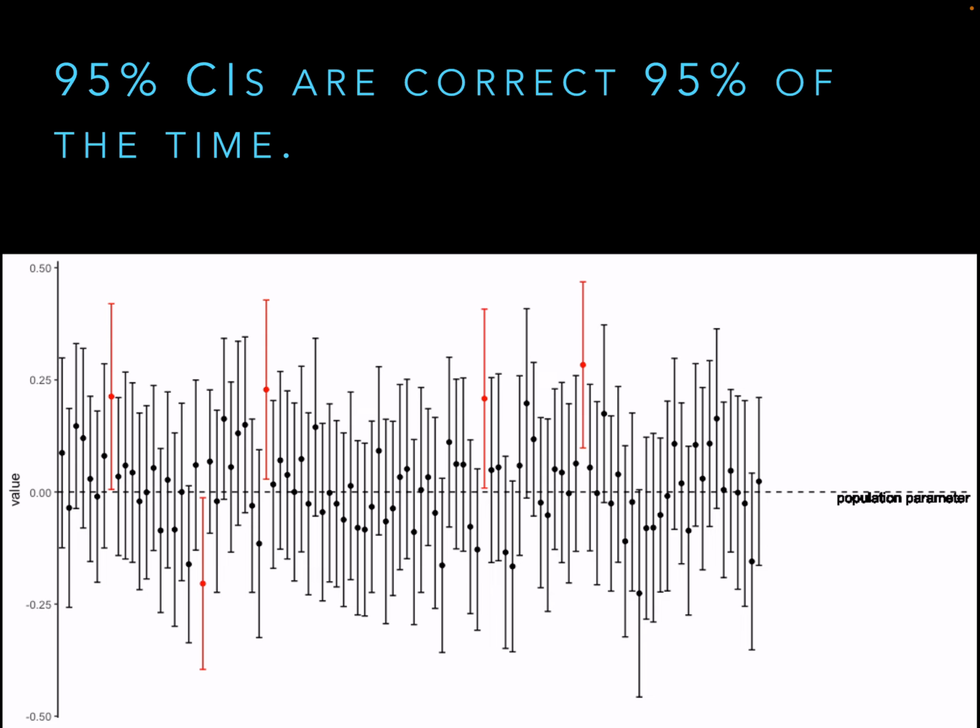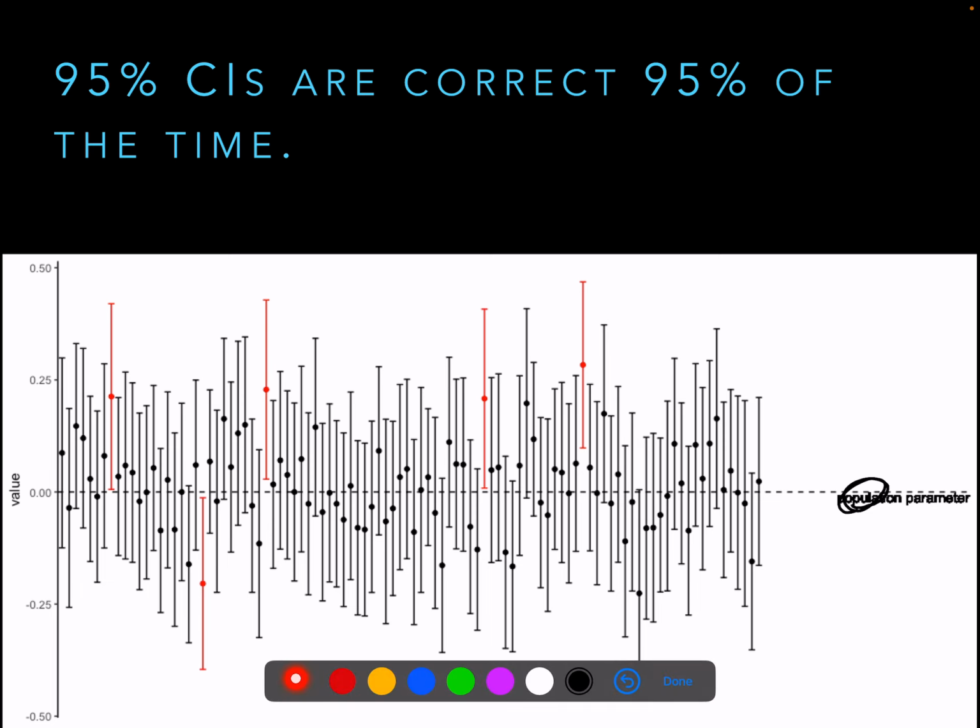Now, technically speaking, a 95% confidence interval is a range of values that 95% of the time will contain the true population parameter. In other words, the thing we're trying to estimate, right? That would be this here. So in this case, the true value of the population is 0. That's the dotted line that I've drawn over here.